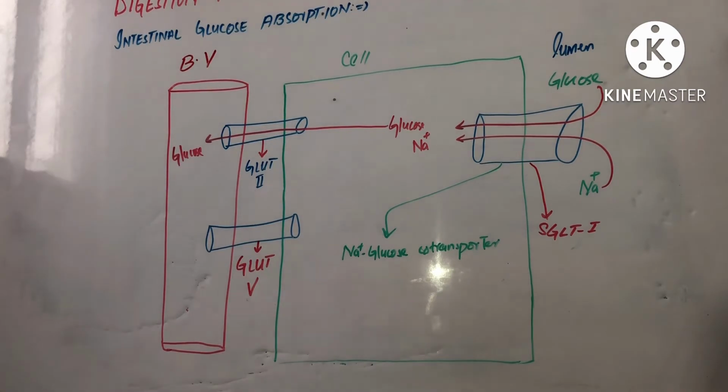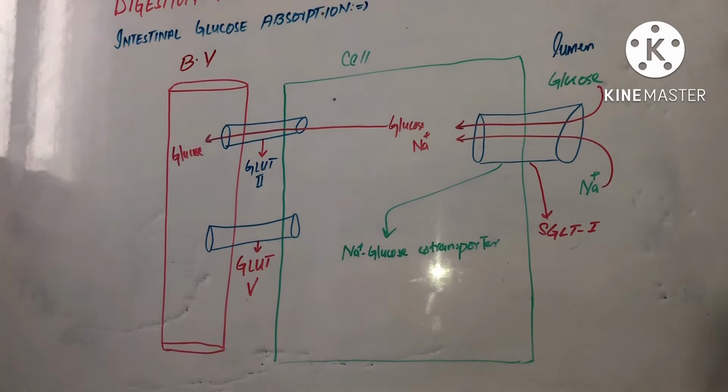So we have discussed how polysaccharide is converted into disaccharide or trisaccharide, and how the disaccharide or trisaccharide is converted into a monosaccharide. Suppose it is converted into a monosaccharide, we consider that as glucose. How intestinal glucose absorption occurs, we will discuss now. We have already discussed its digestion.